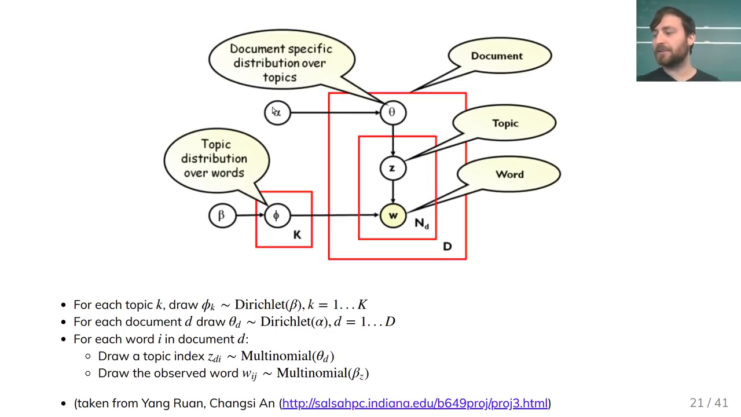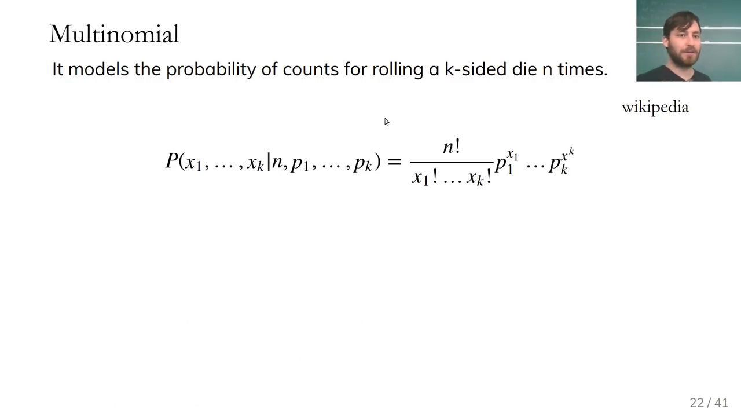So there's two types of distributions. There's the Dirichlet distributions, alpha and beta, and then all the other distributions are multinomial distributions. And so, a quick refresher on multinomial distributions. A multinomial distribution models the probability of counts for rolling a k-sided die n times. Here, in our context, there's multiple multinomial distributions, but let's say we look at the multinomial distributions that are the topics. So each topic is a multinomial distribution over words. And so the k-sided die, here it's a different k, would be the number of words.